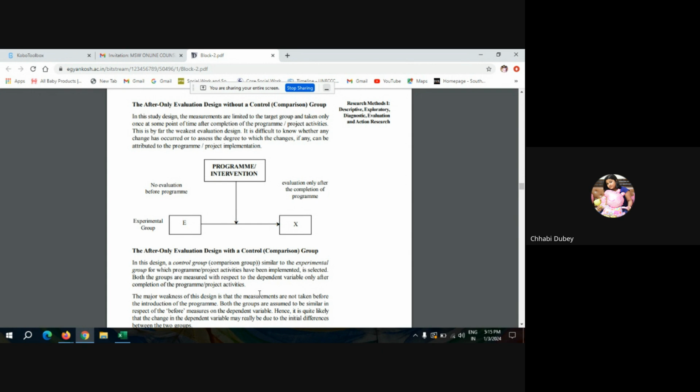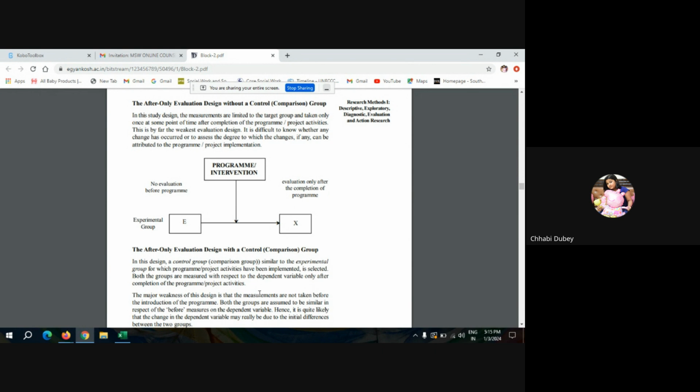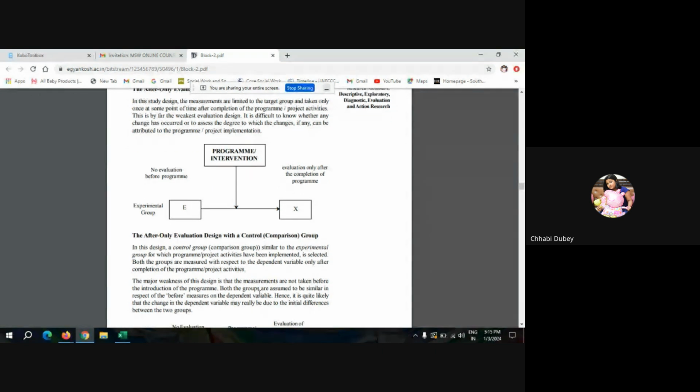After that comes the after-only evaluation design with a control group. In this design, a control group similar to the experimental group, for which the program or the project activities have been implemented, is selected. So in this design, the control group is similar to the experimental group, and both the groups are measured with respect to the dependent variable only after completion of the program activities.